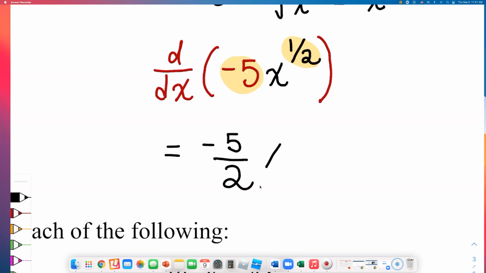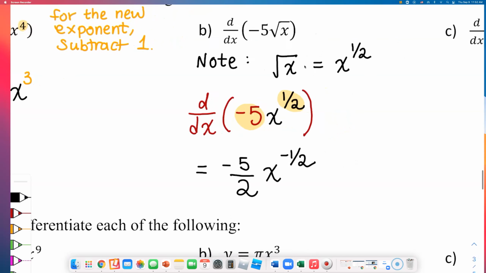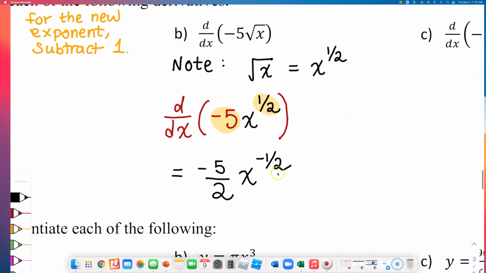And I'll say x raised to the, all right, what is the new exponent? The new exponent should be 1/2 minus 1. And you will see 1/2 minus 1 very often in this class. So remember that is -1/2. And that is the derivative of -5 times square root of x. Leave it in this form. I am fine with this.